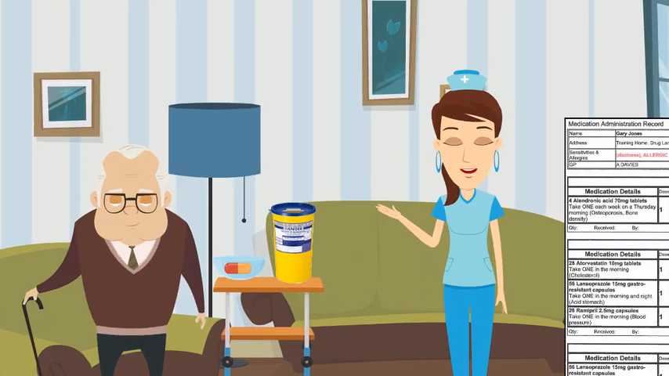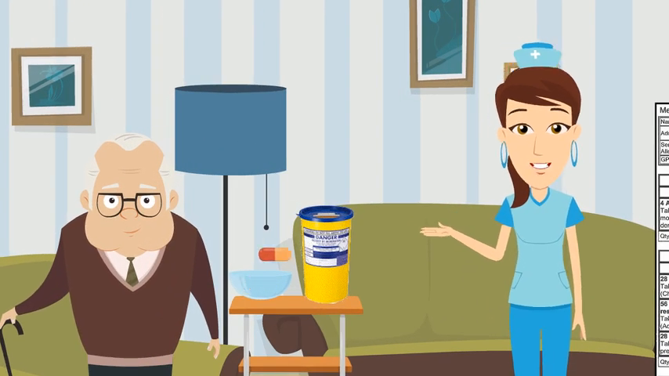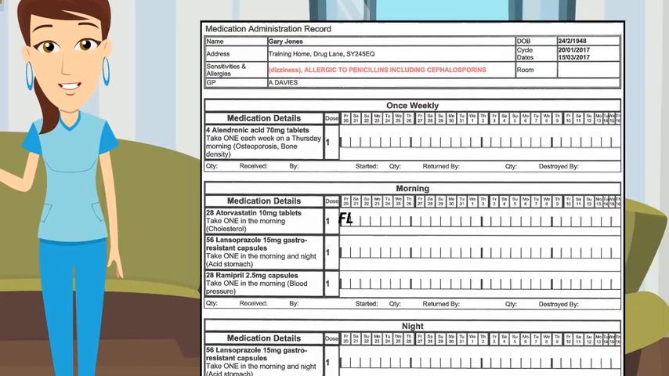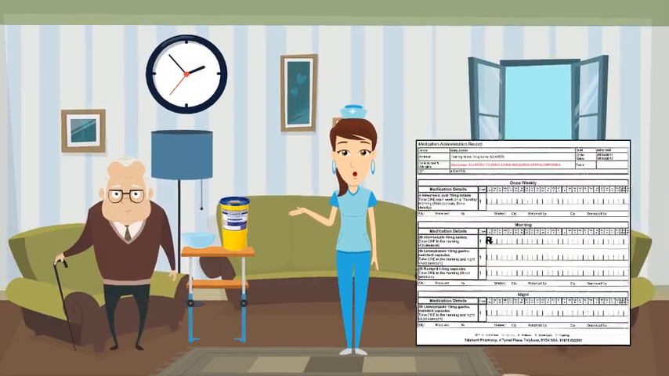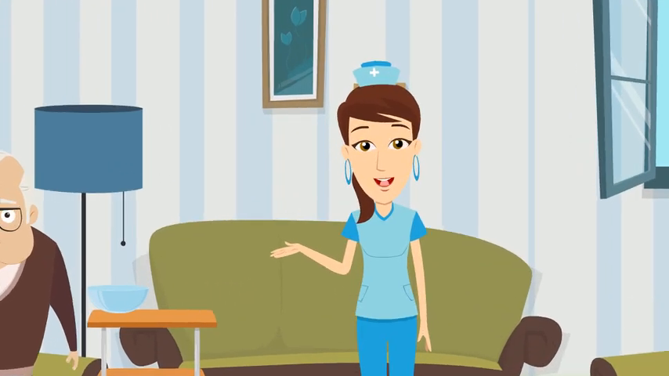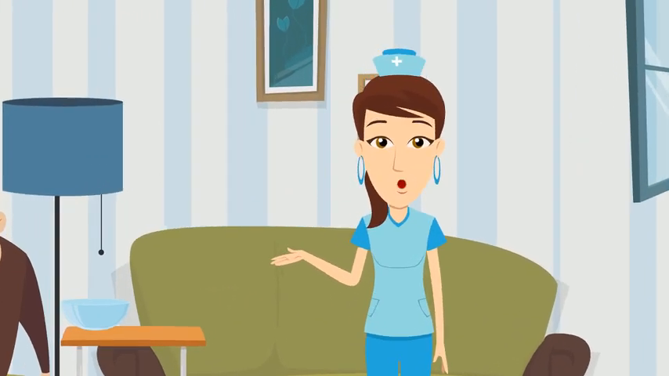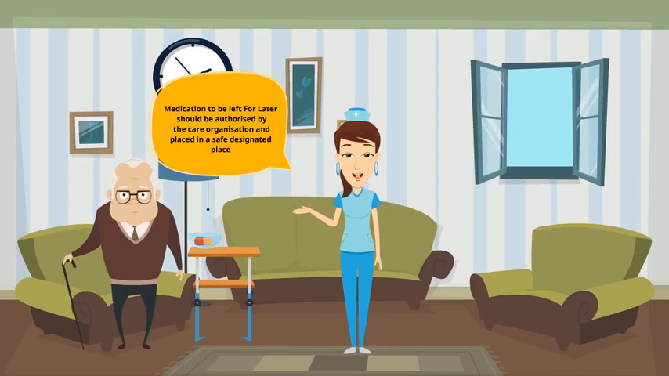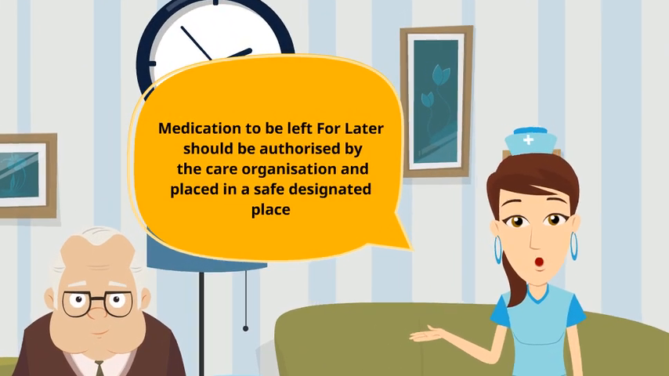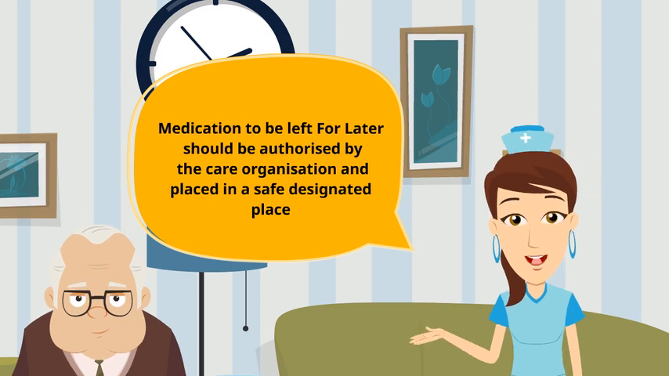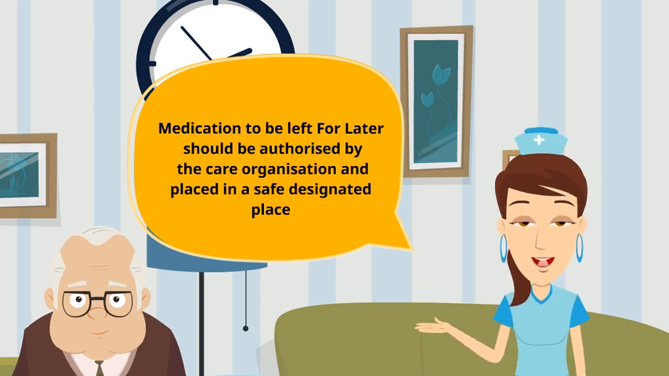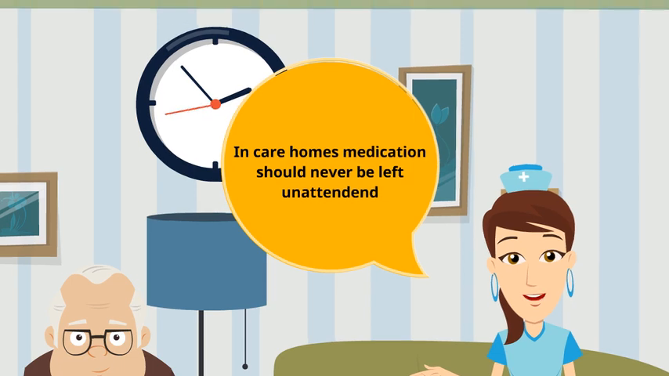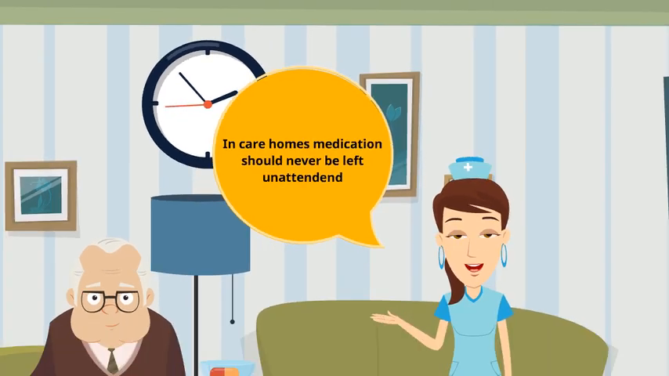If on the next visit the medication has not been taken, then place in waste bottle and sign R for refused. If the medication is not present, then do not sign that it has been taken, as you do not know that for sure. Medication that is left to be taken later should be authorised by the care organisation and placed in a designated place. In care homes, do not leave any medication unattended.